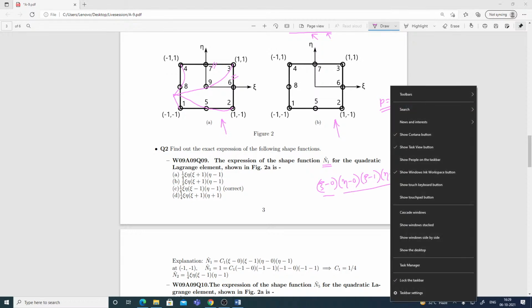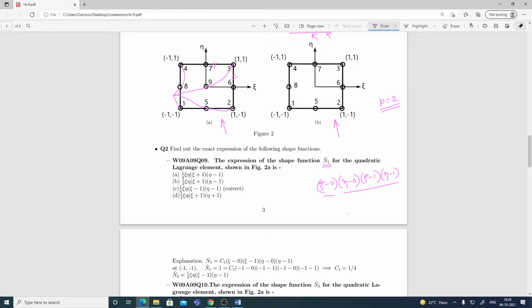Now you need to calculate the coefficient. How to calculate the coefficient? Say the coefficient is C1. Now we know that at (-1, -1), N1 has to be 1. If I put the value here, at -1, -1, this one is -1, this one is -1, this is -2, and this brings -2. C1 times this should be 1. So this is 4, so C1 should be 1/4. That's how this answer comes: 1/4 of xi into (xi minus 1) into (eta minus 1).